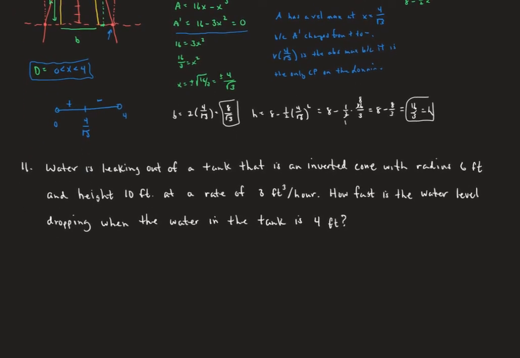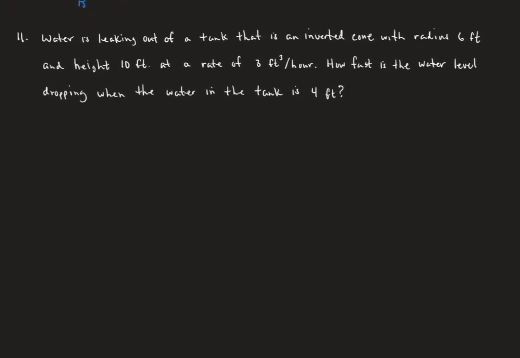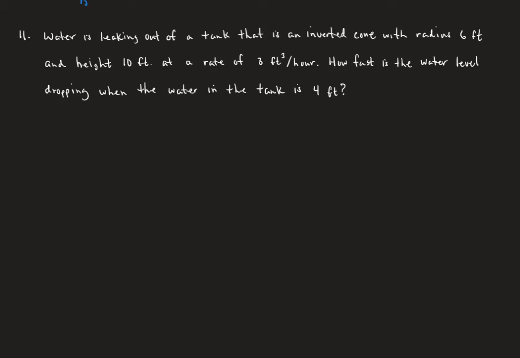Okay. So let's look at our last one here. Water is leaking out of a tank that is an inverted cone. So it's going to look something like this. And it's got a radius of 6 feet. And it's got a height of 10 feet. So there are the dimensions of our cone. It's leaking out at 3 cubic feet per hour.